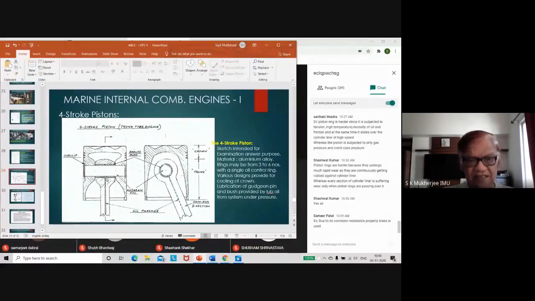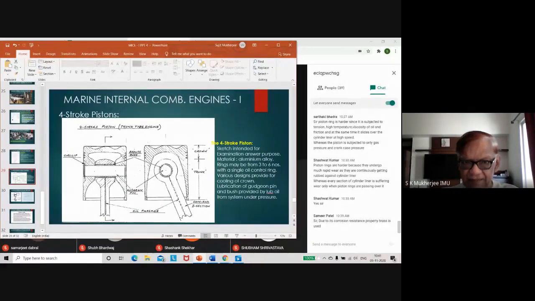But this top land is not existent in a refrigeration and air conditioning air compressor. An air compressor is like an engine, but it is not four-stroke. An air compressor also has a piston similar to this, but the piston rings will be located right on top over here. Why is that? This is a question for all of you.